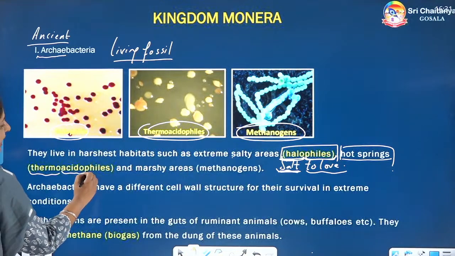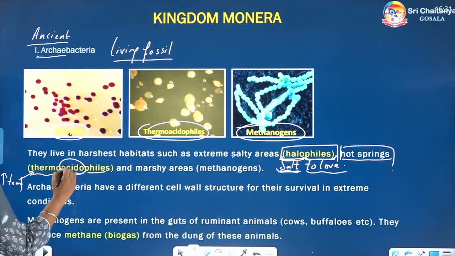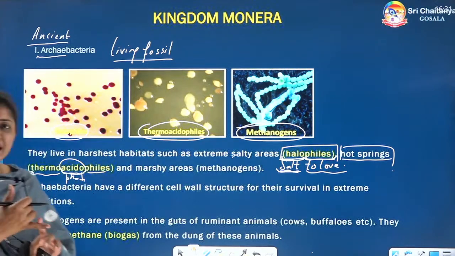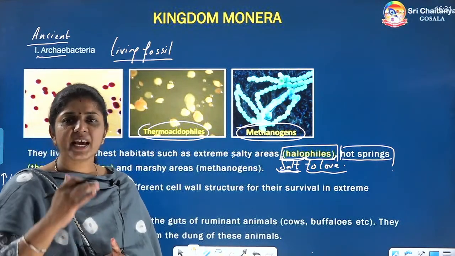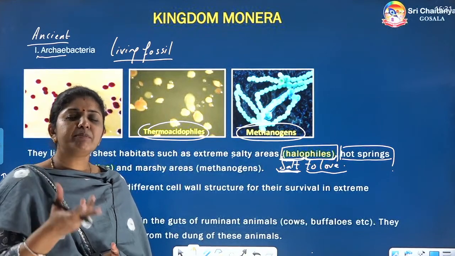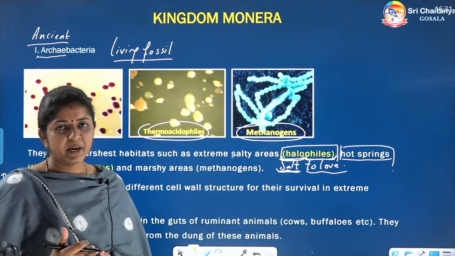Then which will be growing more in hot springs where the temperature is much higher, that you call it as thermoacidophiles. Thermo means which are living at high temperature. Acido means where pH value will be less, right? They can live in low pH value where acidic medium is there and even at the higher temperature. Such type you call it as thermoacidophiles. They are even coming under the Archaebacteria.